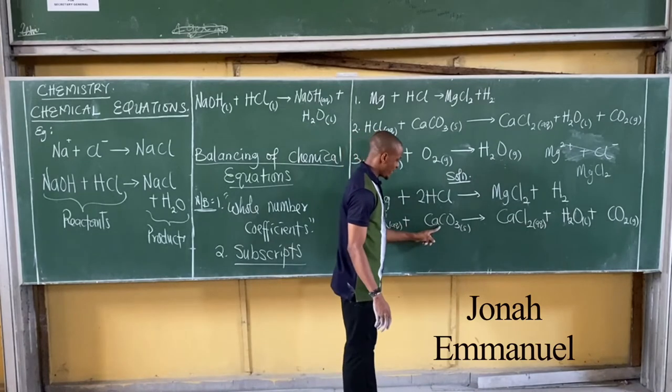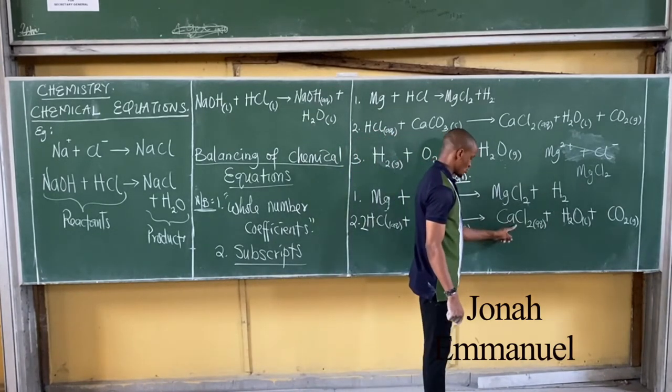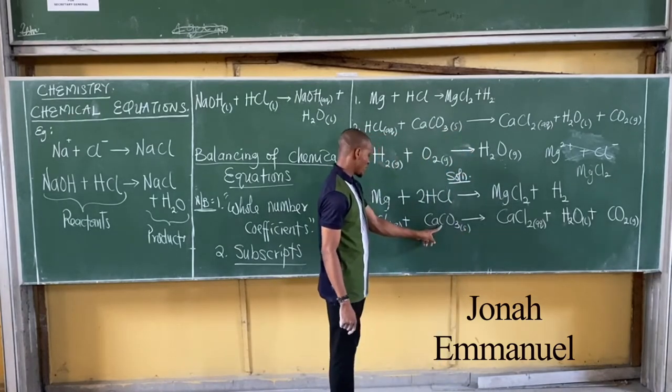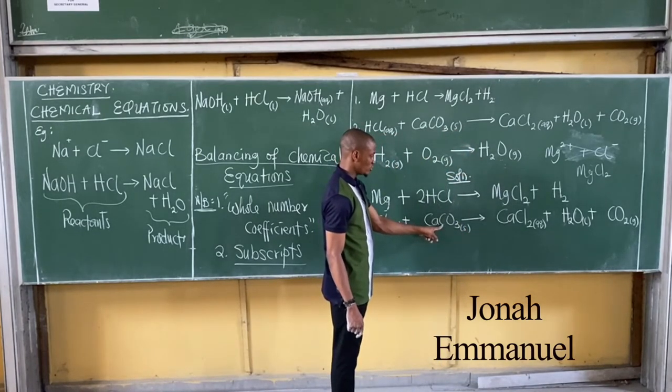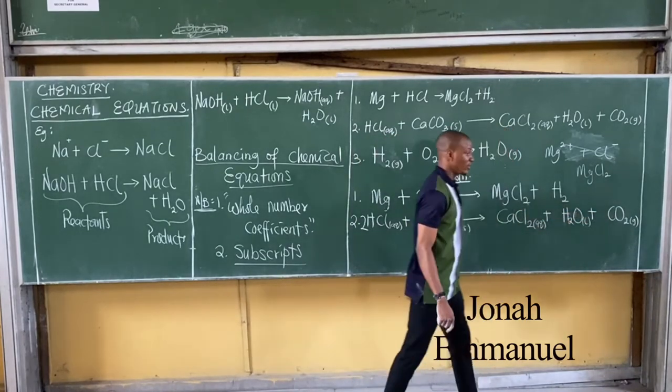Come here. How many calcium do you have here? Just one. How many calcium here? Just one. It's balanced. Come here. How many carbon here? One carbon. Just this one here. How many carbon in the product side? One.